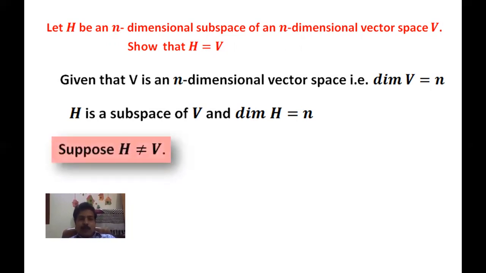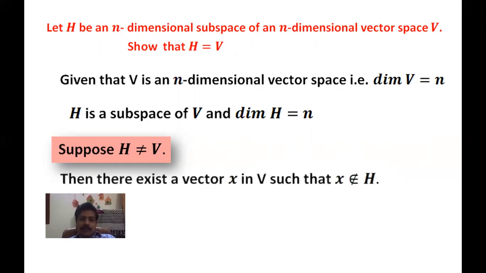Suppose H is not equal to V. Now to show that H is equal to V, let us assume that H is not equal to V. Then if H is not equal to V, there exists at least one vector X in V such that X is not in H. So there will be at least one vector outside of H. Let that be X. So X is in V but not in H.